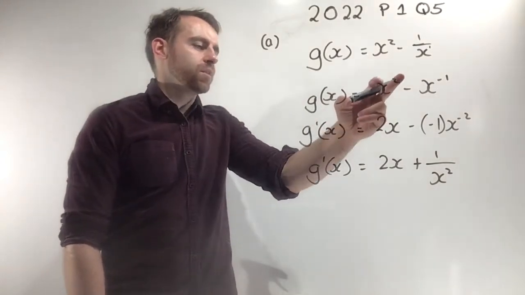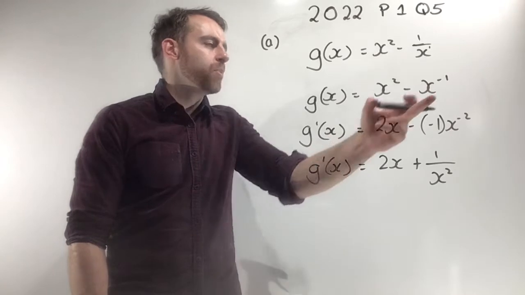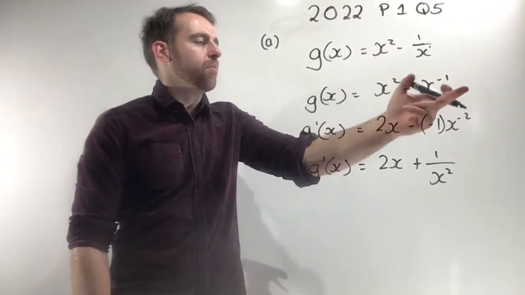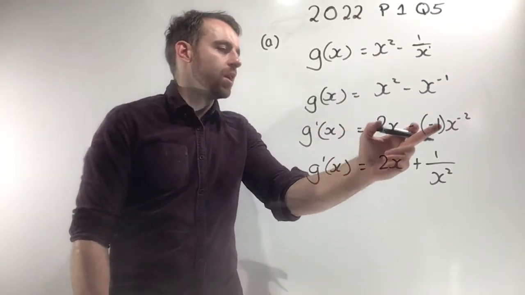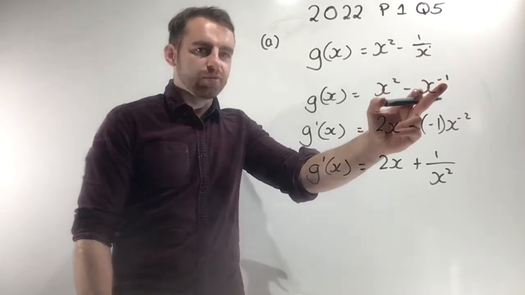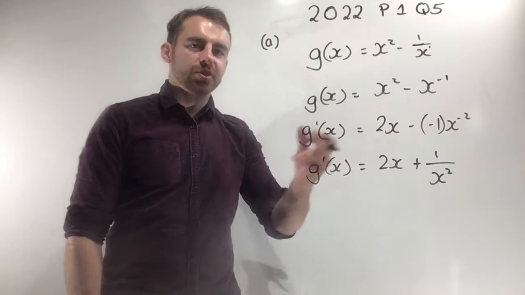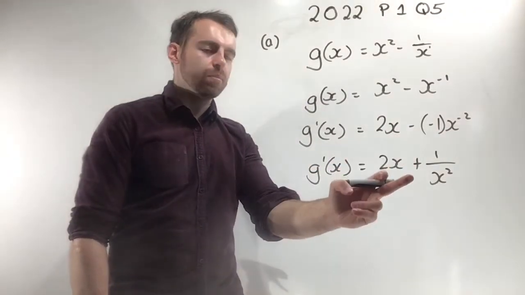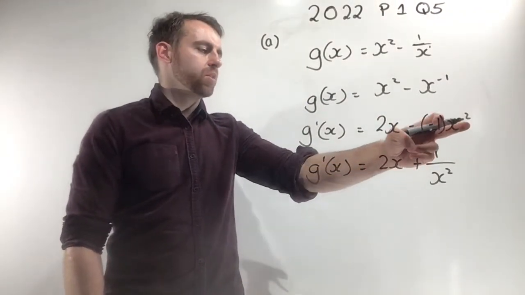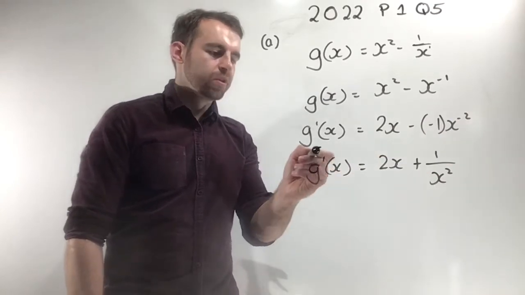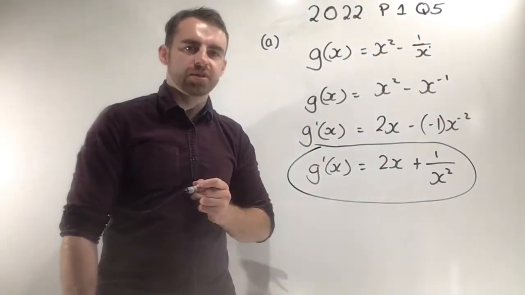If you differentiate x squared, you get 2x to the power of 1. Here I bring the minus 1 in front, so I get minus times minus 1. And I decrease the power by 1, so it goes from minus 1 to minus 2. If I want to tidy up the second term here, minus by minus gives me plus, and x to the power of minus 2 is the same as 1 over x squared. So this is your final answer for the first part of question 5.